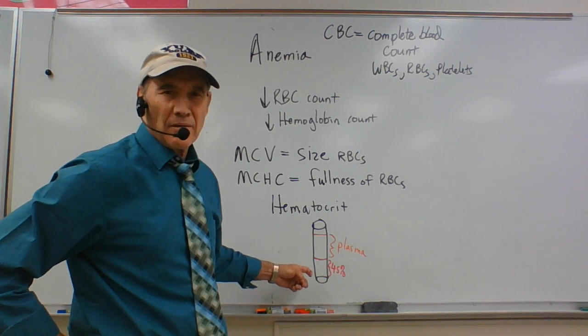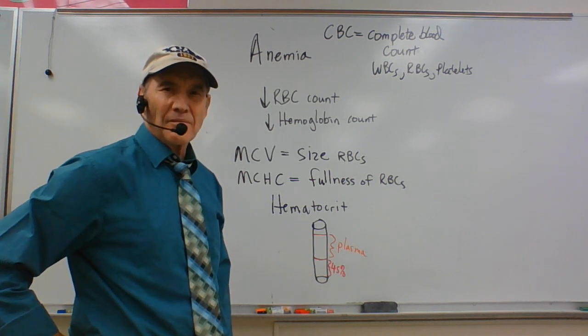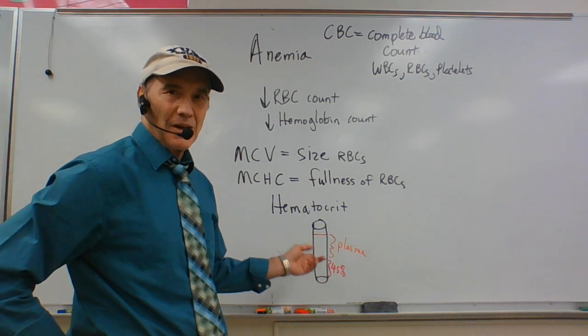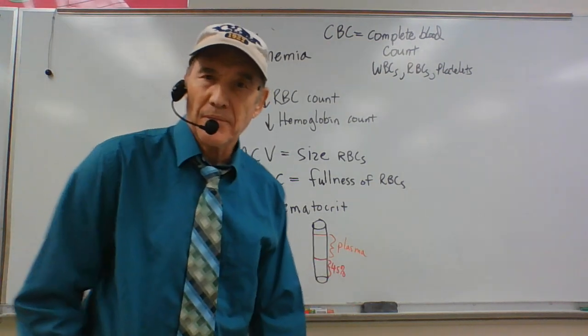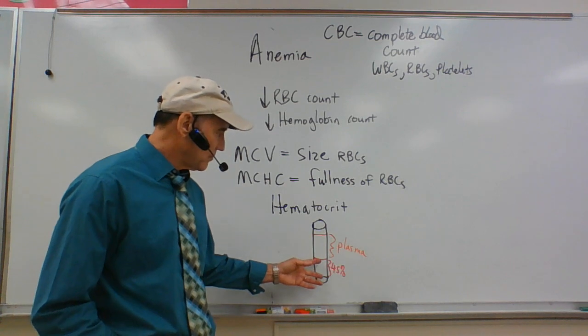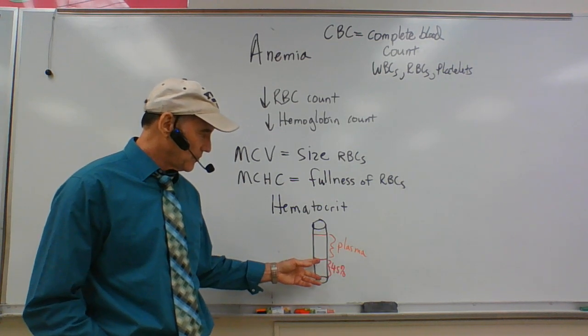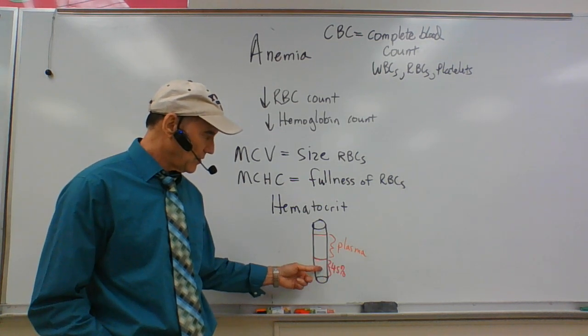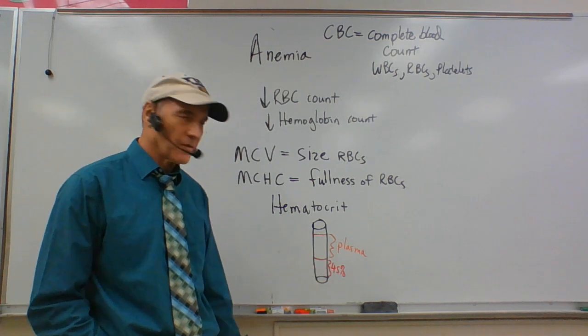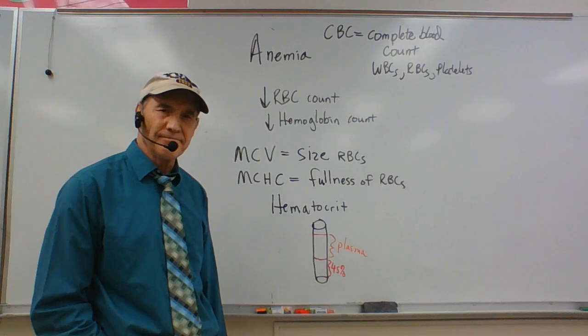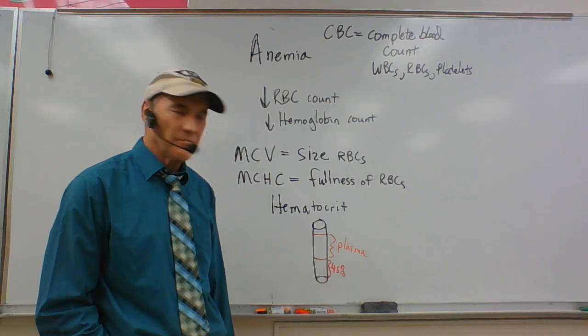What do you got? Anemia. It's just another way to find anemia. You have a low red blood cell count, so your hematocrit is going to be a low percentage. So if that was like 35%, anemia.